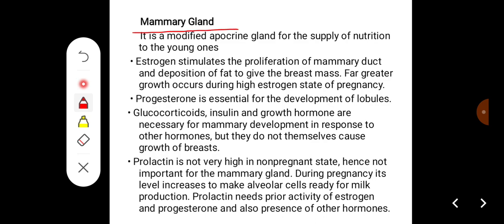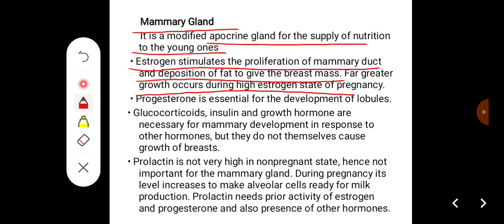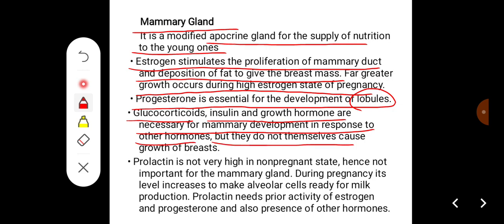Coming to the mammary gland, it is a modified apocrine gland for the supply of nutrition to the young ones. Estrogen stimulates the proliferation of mammary ducts and deposition of fat to give the breast mass. Far greater growth occurs during the high estrogen state of pregnancy. Progesterone is essential for the development of the lobules. Glucocorticoids, insulin, and growth hormone are necessary for mammary development in response to the other hormones, but they do not themselves cause growth of the breast tissue.